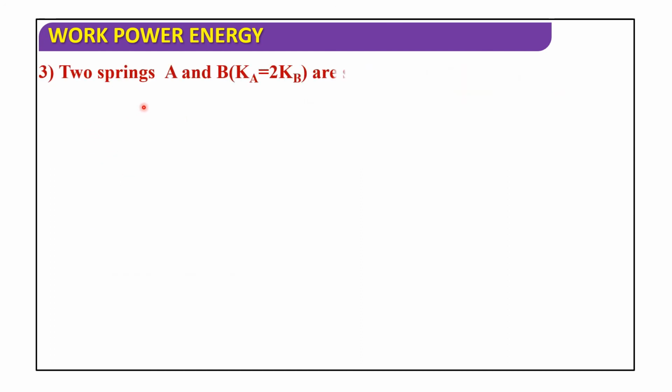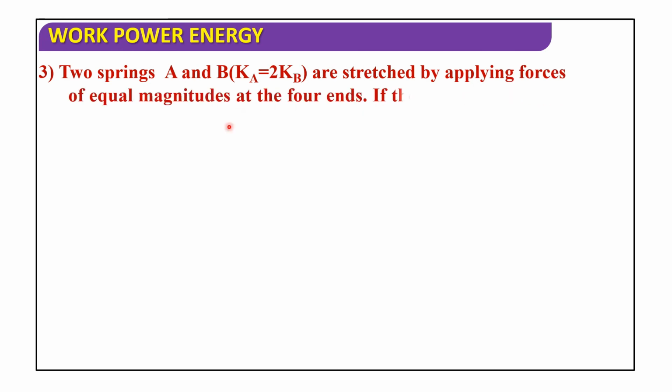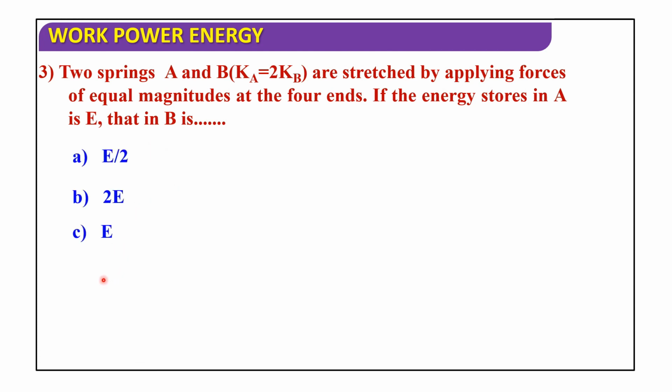Two springs A and B are stretched by applying forces of equal magnitudes at their ends. If the energy stored in A is E, then that in B is E by 2, 2E, or E by 4. Here the condition is that for the two springs A and B, spring B has k equals 2 kA. So if the energy stored in A is E, then in B it is E by 2. Okay, the first option is correct.